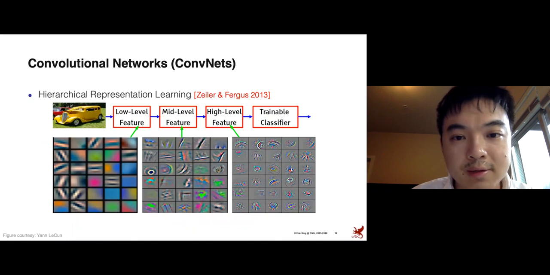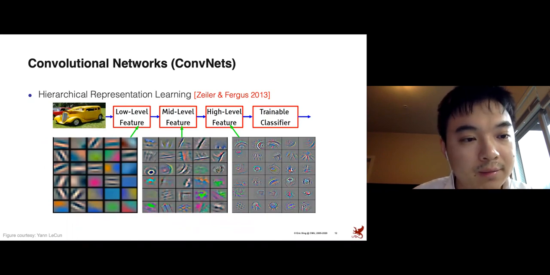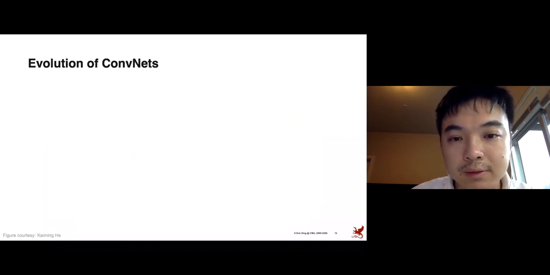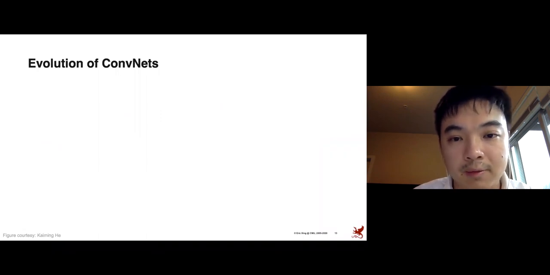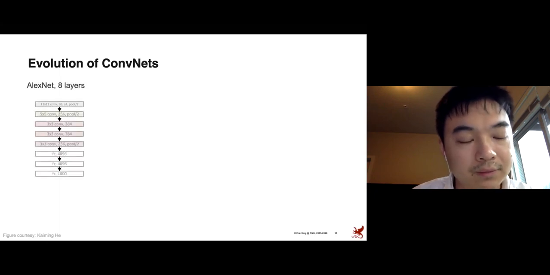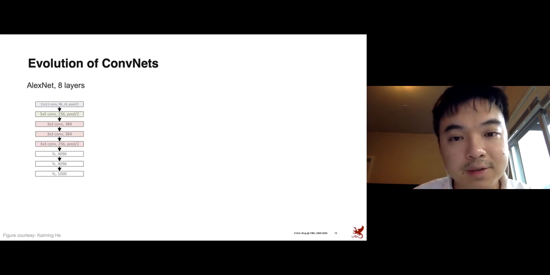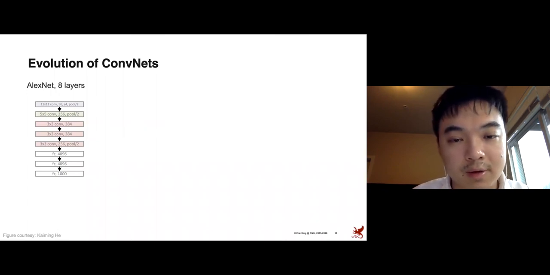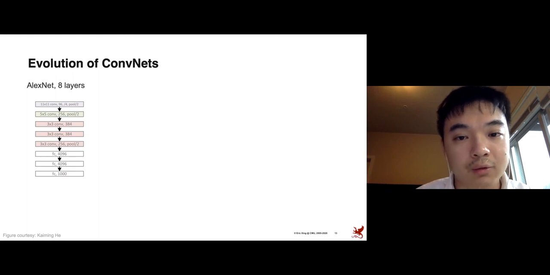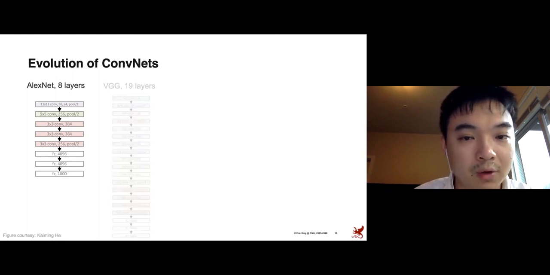Yeah, so with this convolutional network, we can learn hierarchical representations. This is the most basic convolutional network architecture. And since 2012, AlexNet was the first really large-scale convolutional network that achieved very impressive state-of-the-art performance on the real task of image classification on ImageNet.